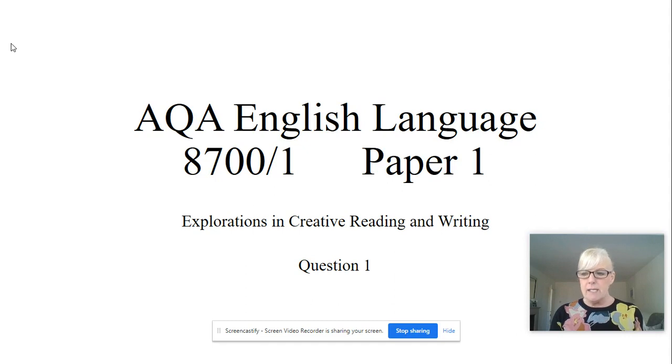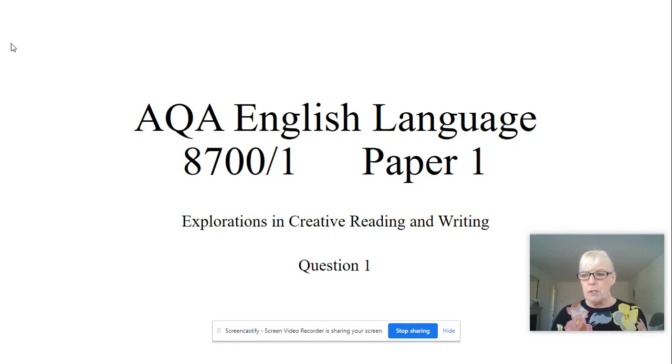Section A covers your reading comprehension and has questions 1 to 4. And the second part of the paper, the writing section, is section B, just 1 question to answer there. Each paper is worth 50% of the GCSE. So paper 1 is worth 50%. So we're going to concentrate on question 1 in this tutorial.